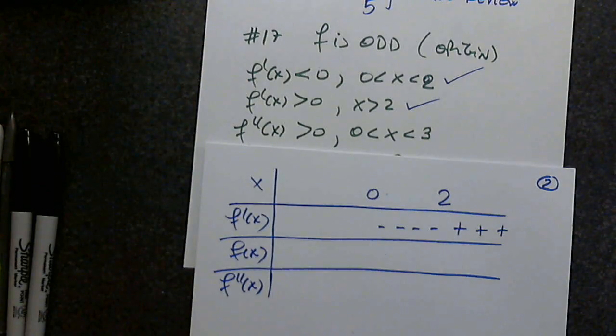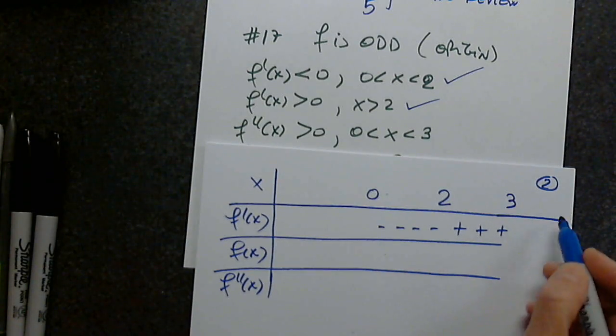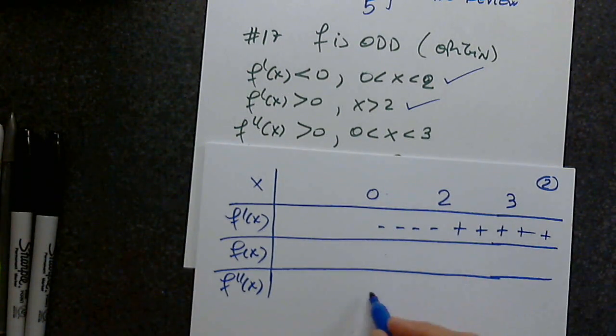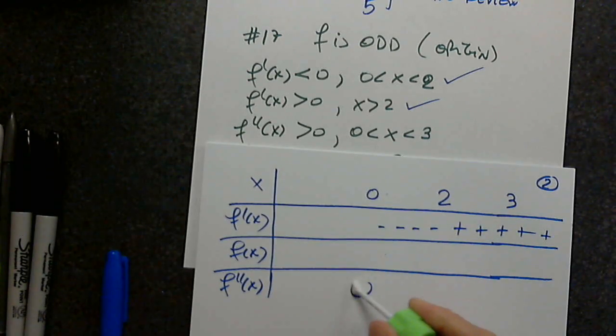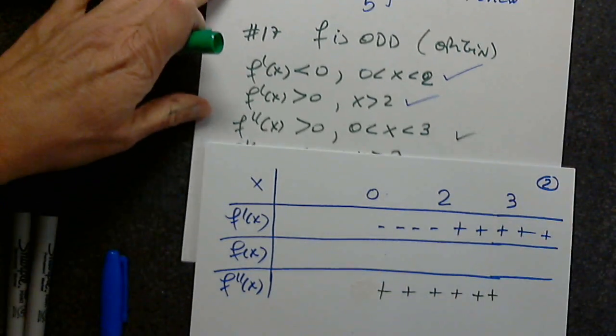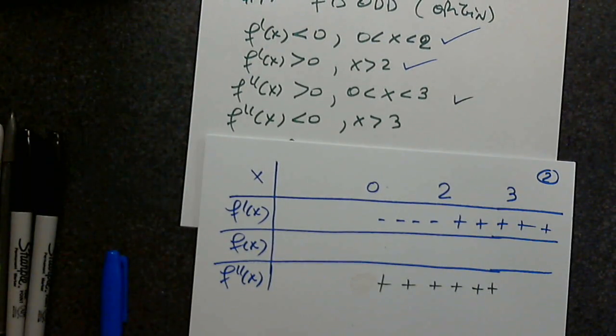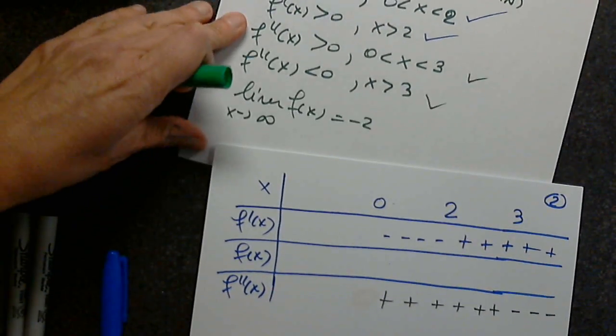Then the next one says the second derivative is positive between 0 and 3. So obviously I need 3. Between 0, oops, I shouldn't write that, I'm sorry. I said 0 and I put 0 in there. So between 0 and 3, the second derivative is positive. Done. And the second derivative is negative for x greater than 3. Done. There's nothing else. Oh, yeah, there is.